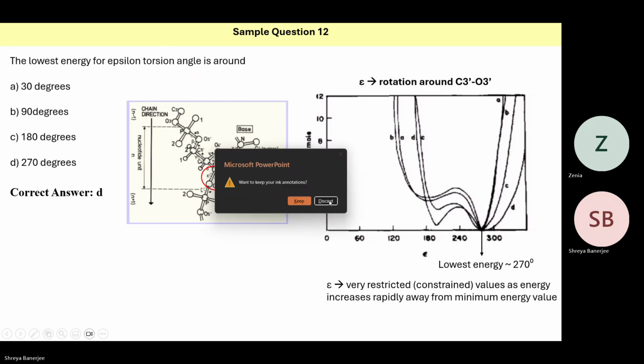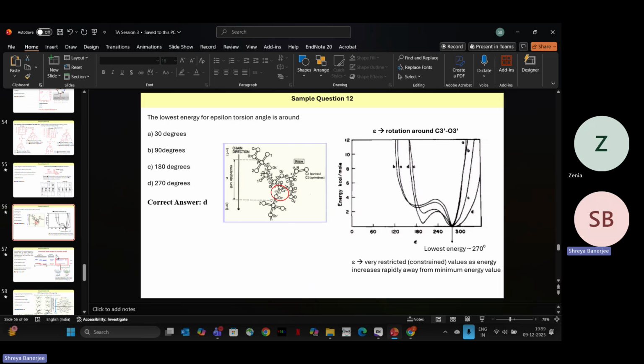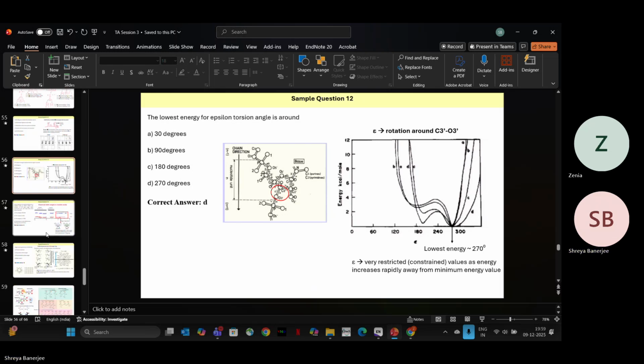So that is all we'll discuss. In this class, we have covered a lot about DNA, different conformations, different complexes, and the basics of 1D and 2D NMR of DNA. Next class, we'll discuss about proteins.